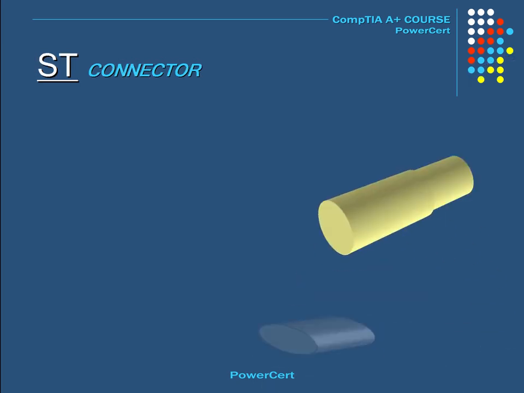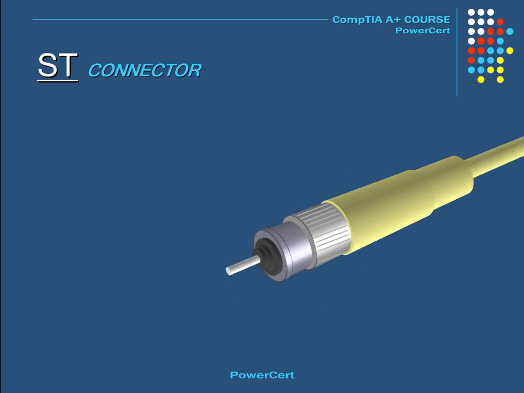Our next fiber optic connector is called the ST, or straight tip. This uses a half-twist bayonet type of lock, and is commonly used with single-mode fiber optic cable.